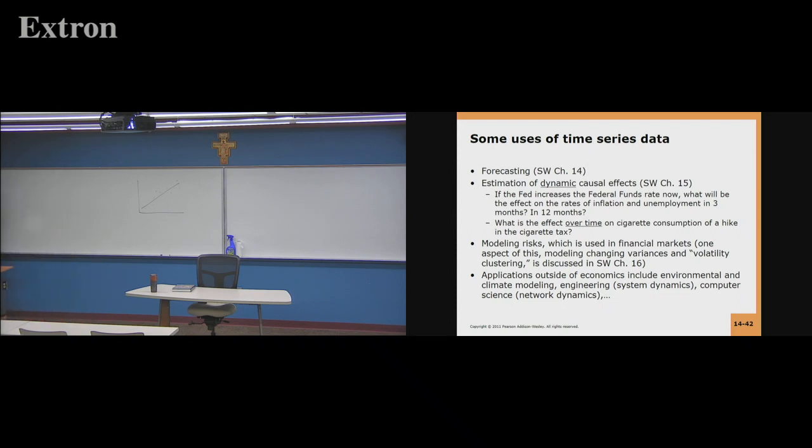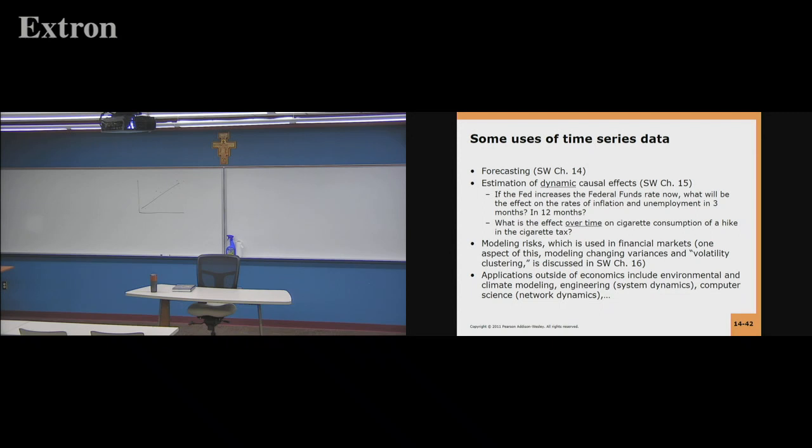So some of the uses of time series data. One of the primary uses is forecasting. So you look at what's been going on over the past, say, 20 years, and then try to estimate what that means for what's going to happen next year. It's very useful if you're involved in the stock market, trying to estimate stocks.